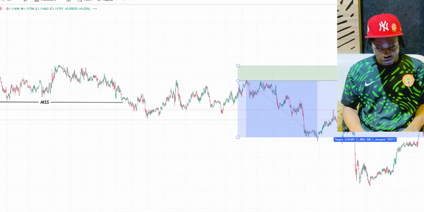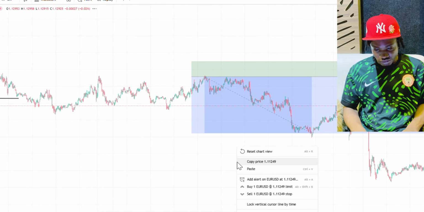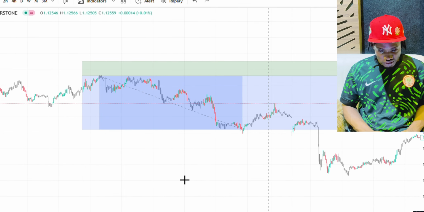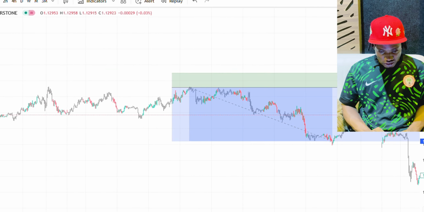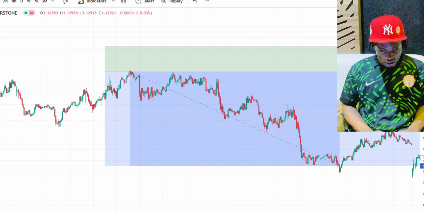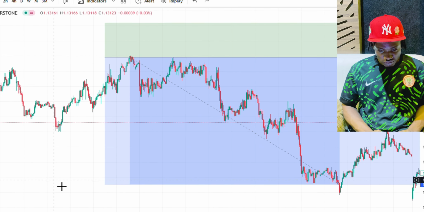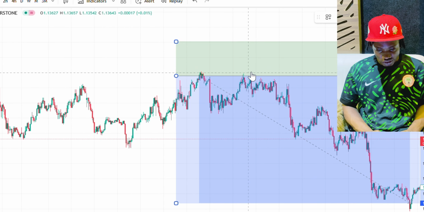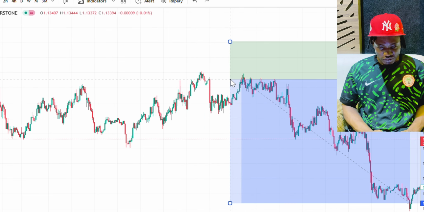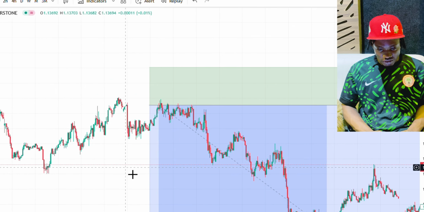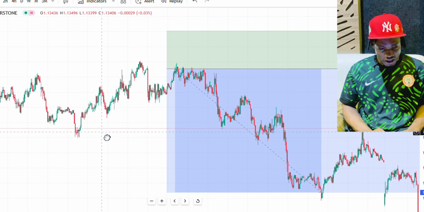You can see this right now. So we had this confirmation here. This was our entry, and this was where we finally entered the trade. Then we waited for price to rally, and then price finally dropped.